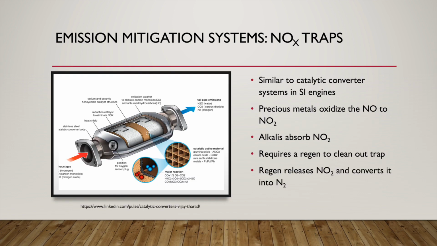Another emissions mitigation system is the NOx traps. This is very similar to the three-way catalytic converter systems that are used in spark ignition engines. There are precious metals within this trap that oxidize the NO to be NO2, and then the alkalis within the system absorb the NO2. This works in conjunction with the DPF filter because it's a trap, so it's going to trap all of that NO2, and at some point it needs to be burned off. Once a regen is started, the regen causes the NO2 to be released, and then the rest of the precious metals within the system convert that NO2 into N2 and just oxygen.